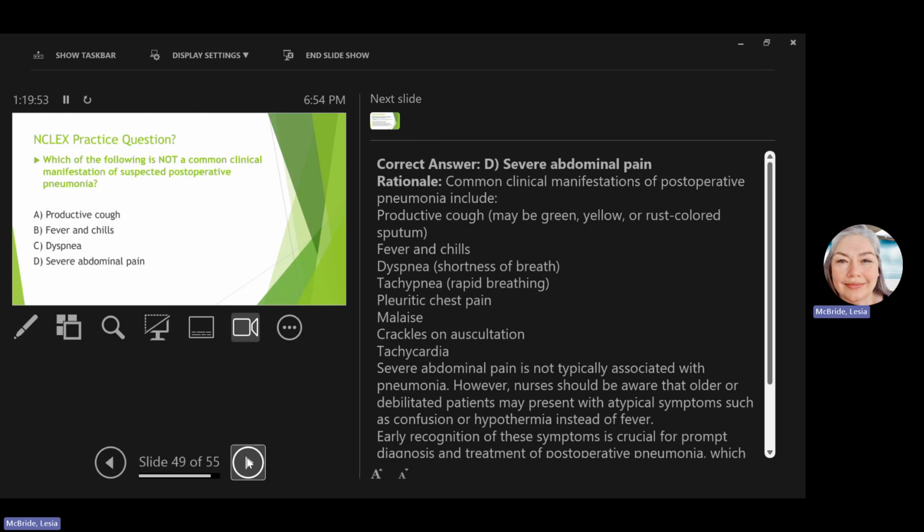Which of the following is not a common clinical manifestation of suspected postoperative pneumonia? Severe abdominal pain, yes. They will have a productive cough. They will have fever and chills, and they will have difficulty breathing or dyspnea. They may have tachypnea, which is that rapid breathing. They may have crackles when we listen to their lungs. And of course, if we get an x-ray, we're going to see a whiteout of their lung tissue.